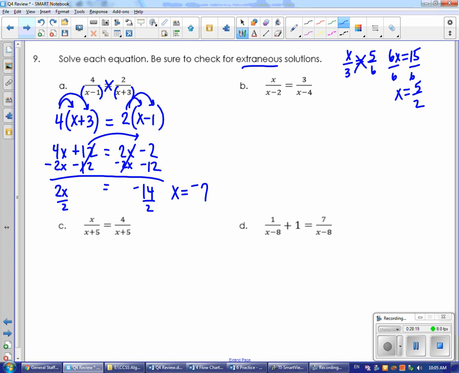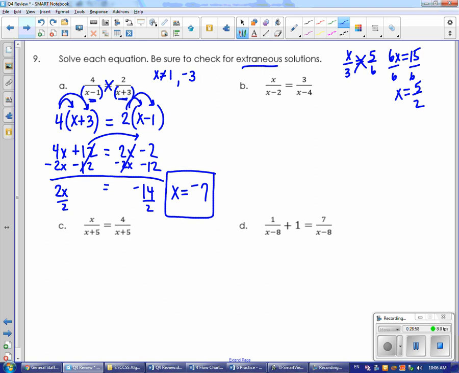So if I go back to the original problem, I can see the denominators in this equation are x minus 1 and x plus 3. So I have to think about what numbers would cause the denominator to be 0. That would be, in this case, if x equals 1, or in this case, if x is equal to negative 3. Both of those values would cause a 0 in my denominator, and my function wouldn't exist. So I would want to say that x cannot equal 1 or negative 3. And as long as my solution isn't one of those numbers, then I'm set. So I can go ahead and say the solution to this equation is x equals negative 7.